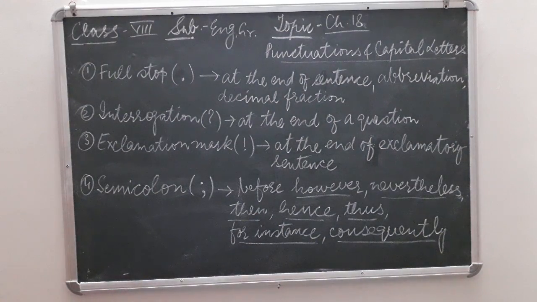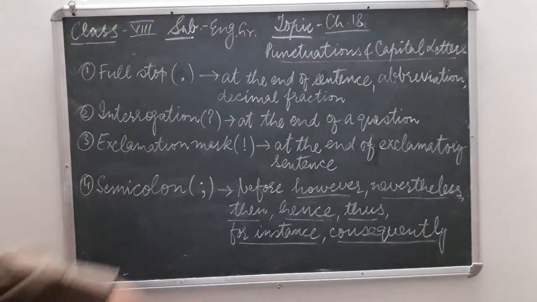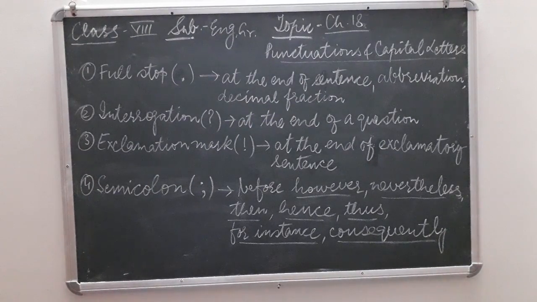Abbreviation means where we make something short when we write. For example, he has done M.A., so M dot A dot, Master of Arts. Then full stop is also used in decimal fractions. For example, the normal body temperature of a human is 98.4 degrees Fahrenheit. So 98.4 is a decimal fraction.